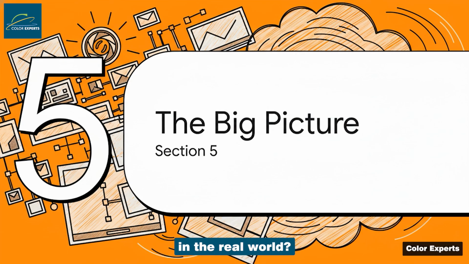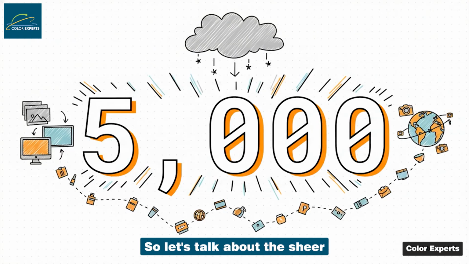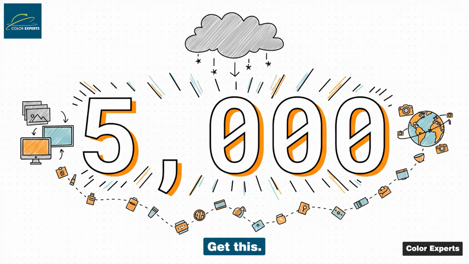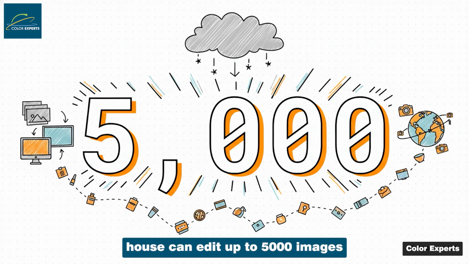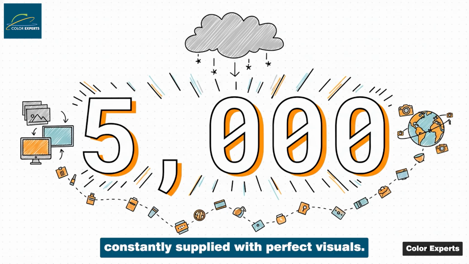Okay, so we've covered some really detailed, pretty technical stuff, but what does it all mean in the real world? Let's zoom out and look at the big picture for a second. Let's talk about the sheer scale of this industry. Get this, a single professional production house can edit up to 5,000 images in a single day. That is a staggering number, and it's what's required to keep the world of e-commerce and advertising constantly supplied with perfect visuals. It is truly a massive global operation.